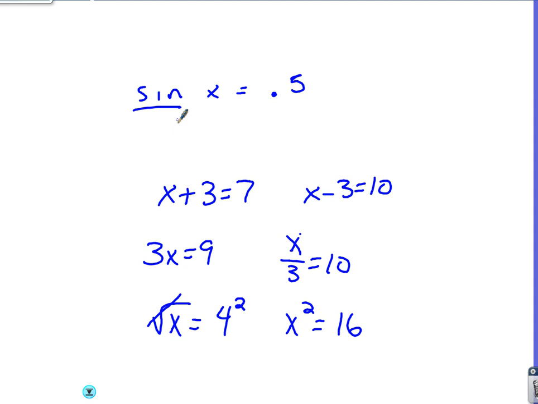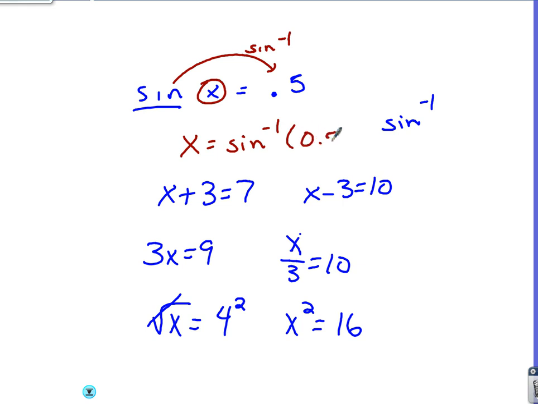It's called inverse sine. How do I move a sine from one side to the other side? I do the inverse sine. So in these type problems, if I'm trying to get x by itself and I need to move sine over, I'll come over to the other side and turn it into the inverse sine. That's all you've got to do. So x would be the inverse sine of 0.5.